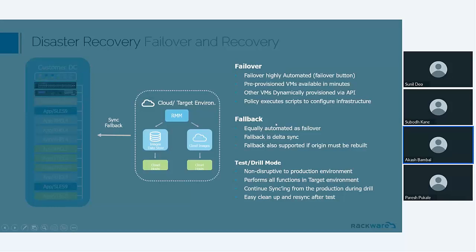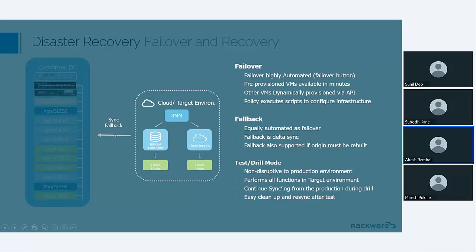With fallback, it is equally automated by a click of a button. When you do that, RMM reverses the direction of sync from your DR site to your restored or rebuilt primary. So both are supported.